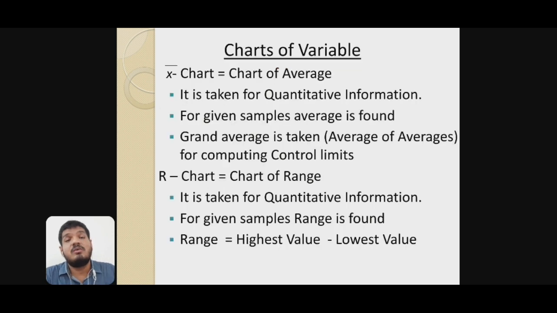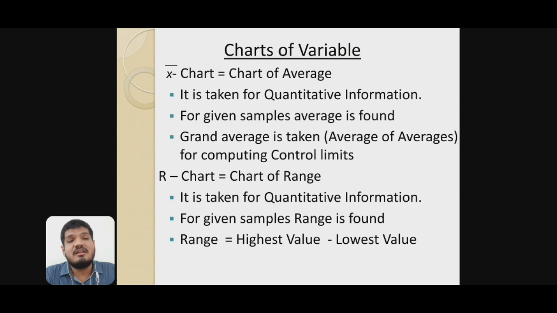Okay. Now what are the charts of variables? That is the X bar chart, the chart of average. It is taken for quantitative information, or you can say quantitative data. For given samples, the average is found out and the grand average is found out. That means average of average is called the grand average, and to find the values of CL, UCL and LCL, the grand average is very important in the X bar chart.